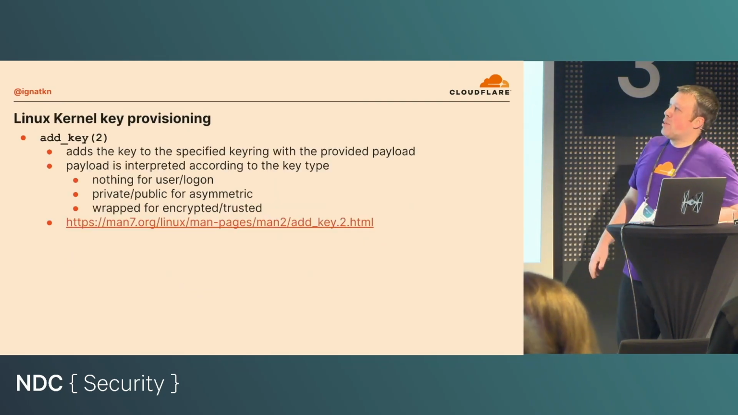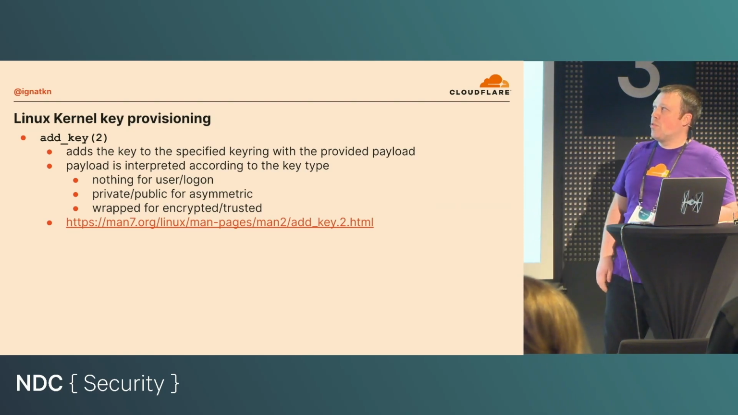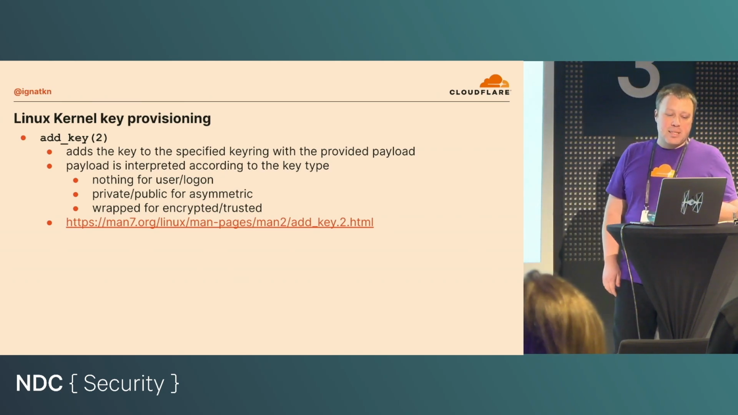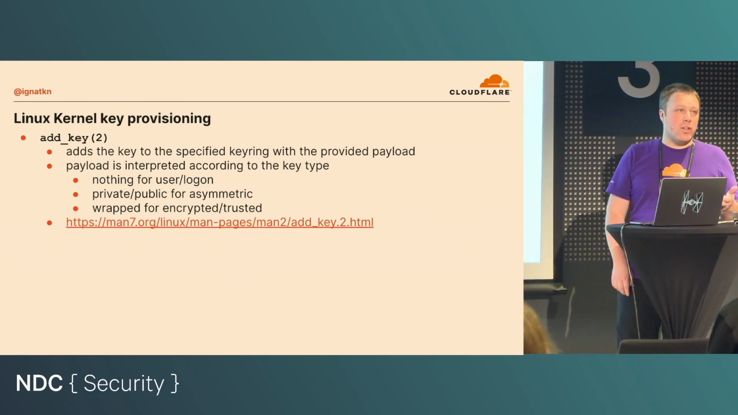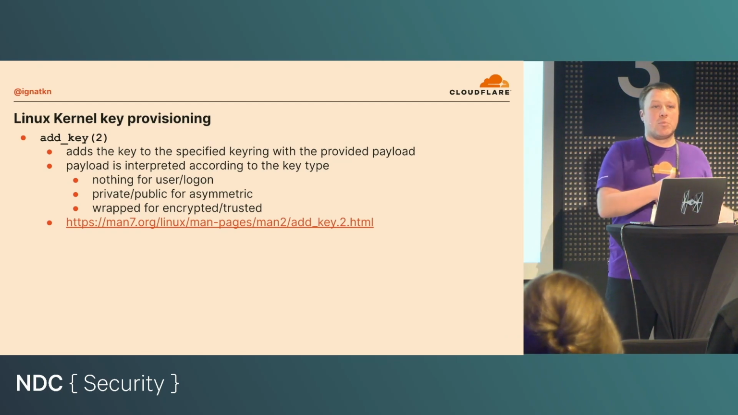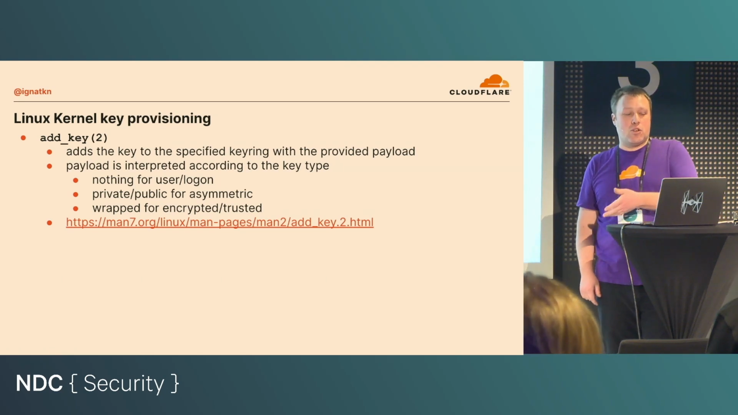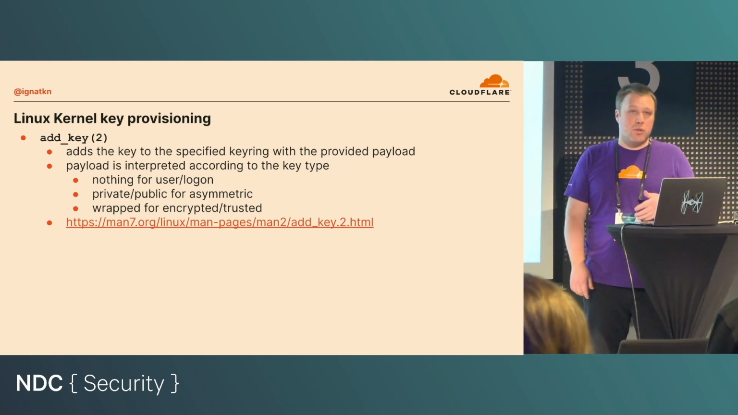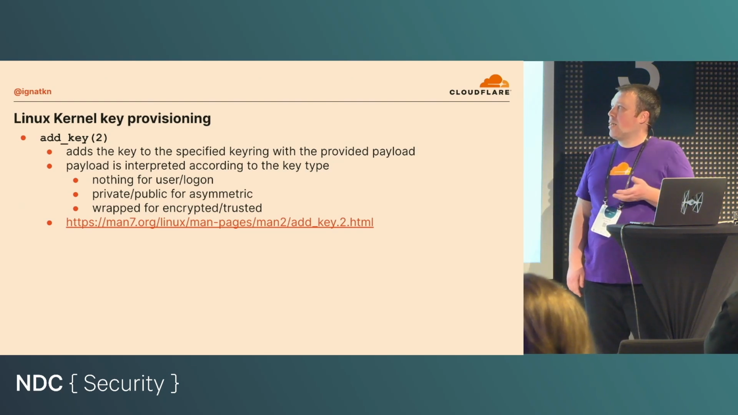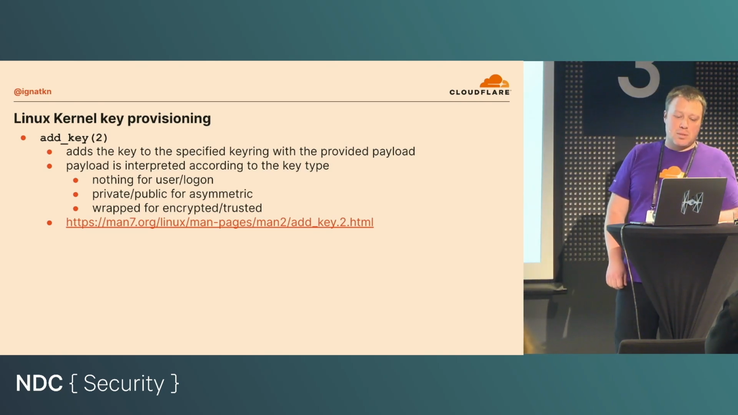But the Linux kernel can help with that. There are actually two system calls which you can use to provision the key. So far, we've been using a system call called add_key, which basically adds a key to the specified keyring with the provided payload. So the application takes a payload, encrypted or not, and uses a system call to actually store or unwrap the key inside the kernel. The payload is interpreted according to the key type. So a plain text payload is taken for user or logon keys, a private or public key is taken for asymmetric keys, and a wrapped key is taken for encrypted and trusted keys.